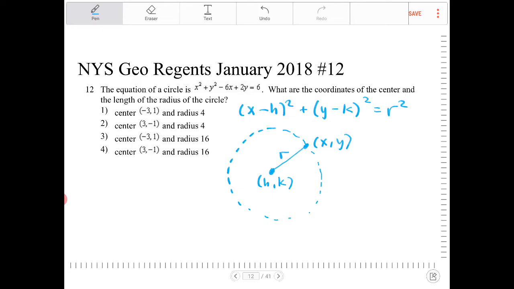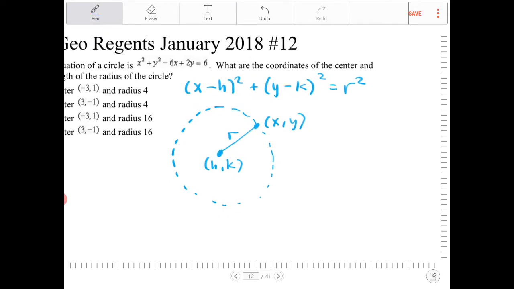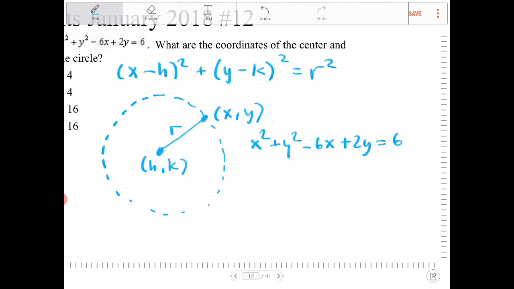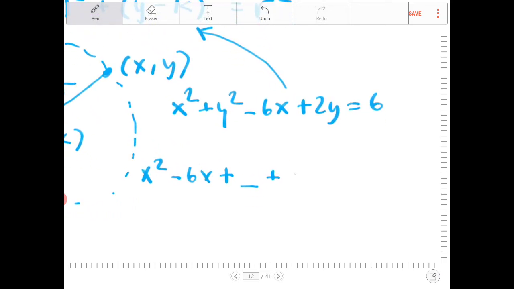Okay, so right now, the equation is x squared plus y squared minus 6x plus 2y is equal to 6. What we're going to have to do is rewrite this to look like that. So how are we going to do this? We are going to separate out the variables. I'm going to group together all the terms that have x's in it. So I have x squared minus 6x, and I'm going to leave myself a little room, plus y squared plus 2y. And again, I'm going to leave myself a little space, equal to 6.